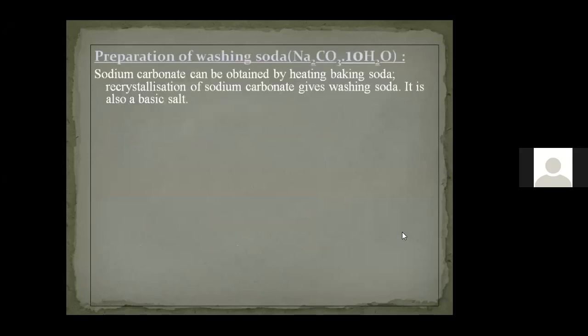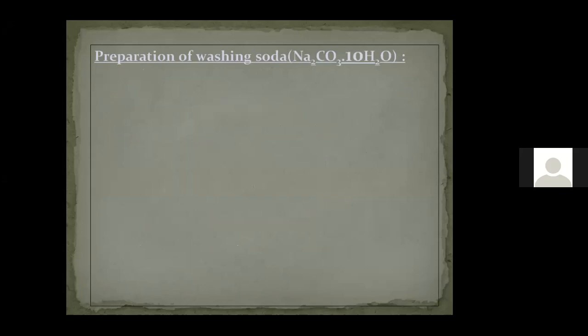The next is washing soda. How do we prepare washing soda? Before that, what is the composition of washing soda? The composition of washing soda is sodium carbonate decahydrate. Deca means 10, hydrate means water molecule. So sodium carbonate contains 10 water molecules along with it. That composition is called washing soda.